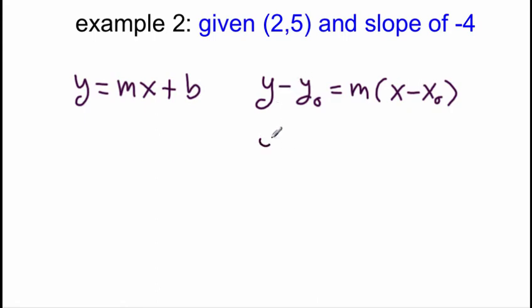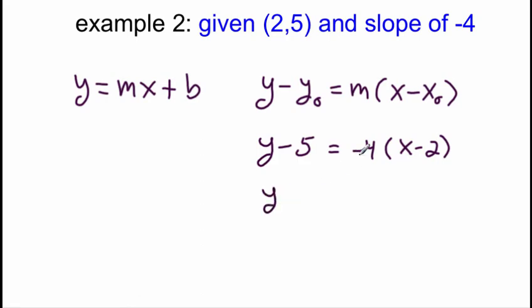So the y-coordinate in question is 5. Y minus the y-coordinate, which is 5, is equal to the slope, -4, times x minus 2, which is the given x-coordinate. Now if we wish to, we can take this form and pretty quickly turn this into mx plus b form. And this is really usually how I go about doing it.